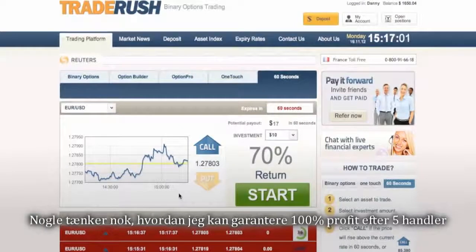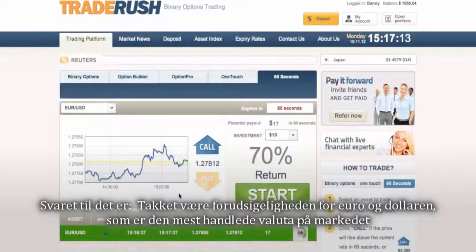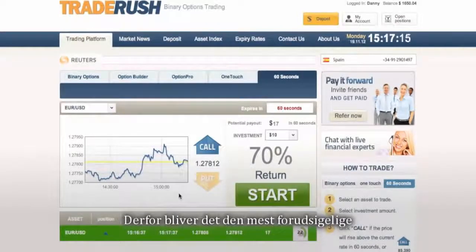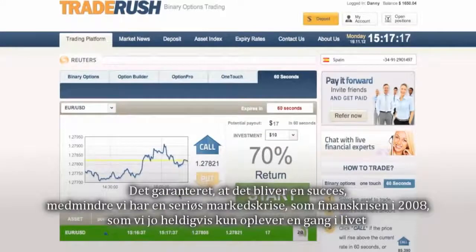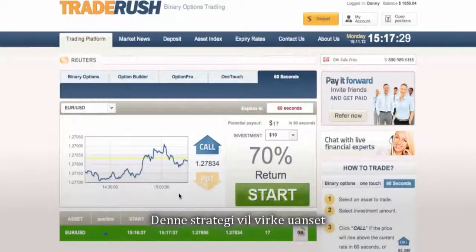Now, some people might ask, how is it that you can guarantee 100% profit after 5 trades? And the answer to that is, well, thanks to the predictability of the Euro USD, which is the most traded currency pair throughout the markets, therefore it becomes the most predictable. So it's guaranteed to be a success unless there's a serious market crash like the one we had in 2008, which fortunately we only see once in a lifetime. So there's not much to worry about there. This strategy will work regardless.